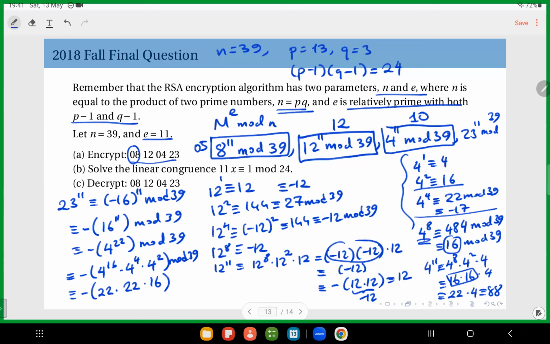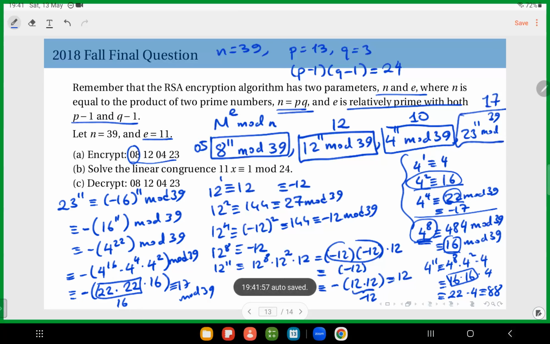Now here I have the square of 22, which we have taken its square to obtain 16. So this will be 16 again under modulo 39. And that gives me the square of 16. And the square of 16, from here, I can see that that is either 22 or minus 17. And since I have a minus here, I can just write this as 17 modulo 39. So this part here is going to be just 17. Okay, so that's the answer to part A.